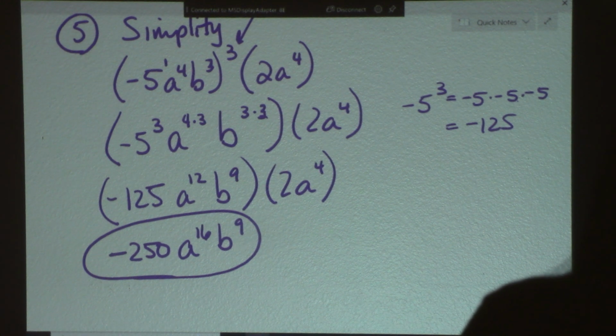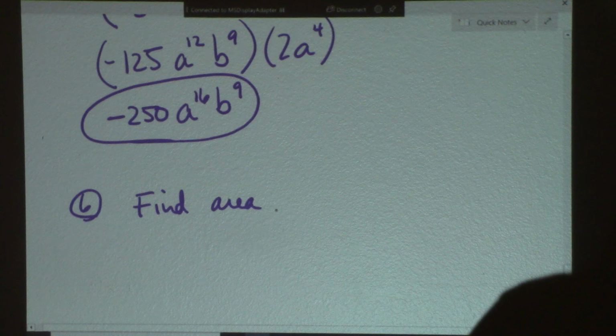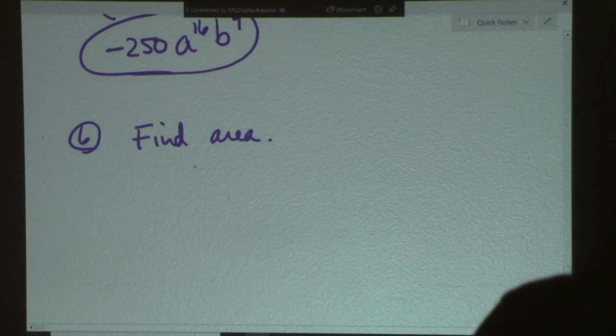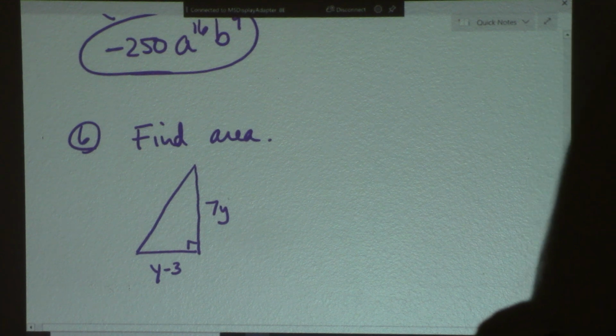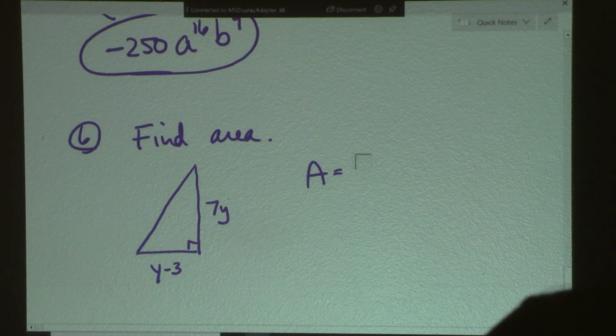All right, number 6, how about this? What if I want to find the area of the triangle? And here is my triangle. Its sides are represented by these phrases. Okay, y minus 3 and 7 times y. So what's my formula for the area of a triangle? Well, it is 1/2 base times height.